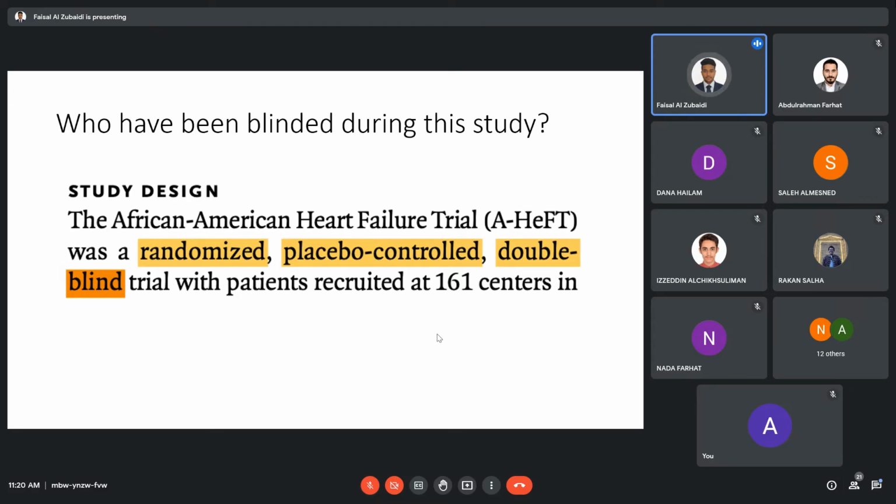Dana, you can read those 3 lines. Okay, so who have been blinded during this study? The African American heart failure trial was a randomized placebo-controlled double-blind trial with patients recruited at 161 centers. Okay, so this kind of trial was double-blinded. When we say double-blinded, if it's single-blinded, it's only the patient. If it's double-blinded, then the patient and the clinician. And if it's triple-blinded, then the analysis will be added.